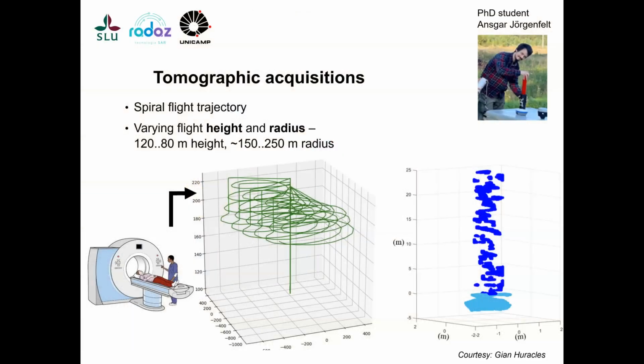And the unique part here in this spiral flight is that we are varying the height and radius throughout the flight. That is basically the same idea as for a CT scanner in the hospital. So we can actually see through, and we can derive voxels of about 20 by 20 centimeters in space at P-band. At L-band, we're about 6 centimeters, and at C-band, 2 centimeter resolution. It's a very high spatial resolution.